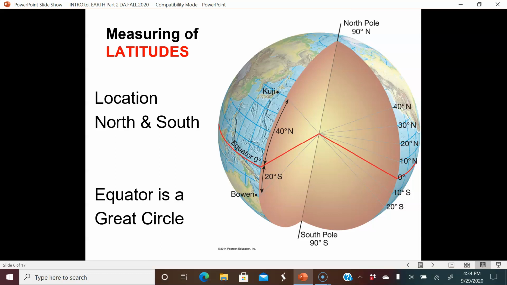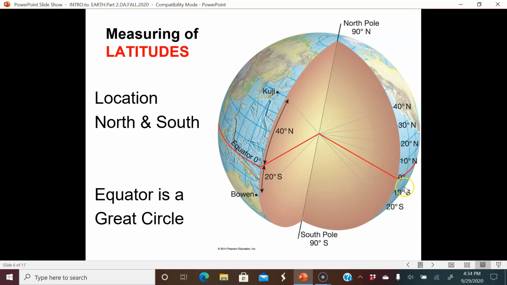What we can do in order to measure location north and south is measure in degrees, an angular measure from the equator. So we can measure 10 degrees to the north, we can measure 10 degrees to the south. We measure 10 degrees to the north here, and here, and here, all the way around. We connect all the dots, and we get a parallel of latitude. In this case, 10 degrees north. We do that for 10 degrees south.